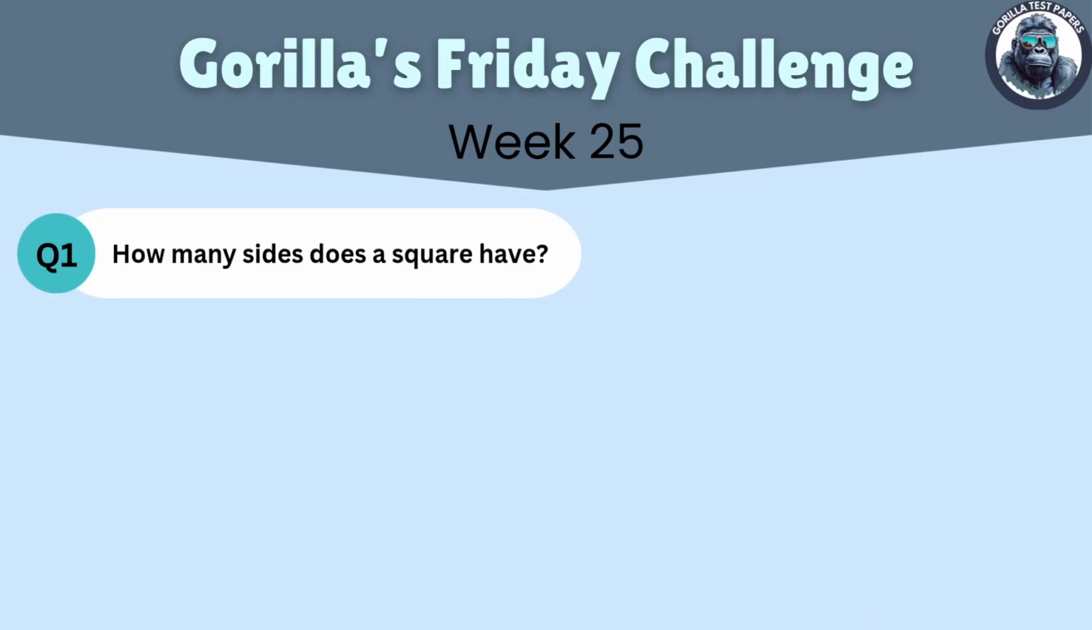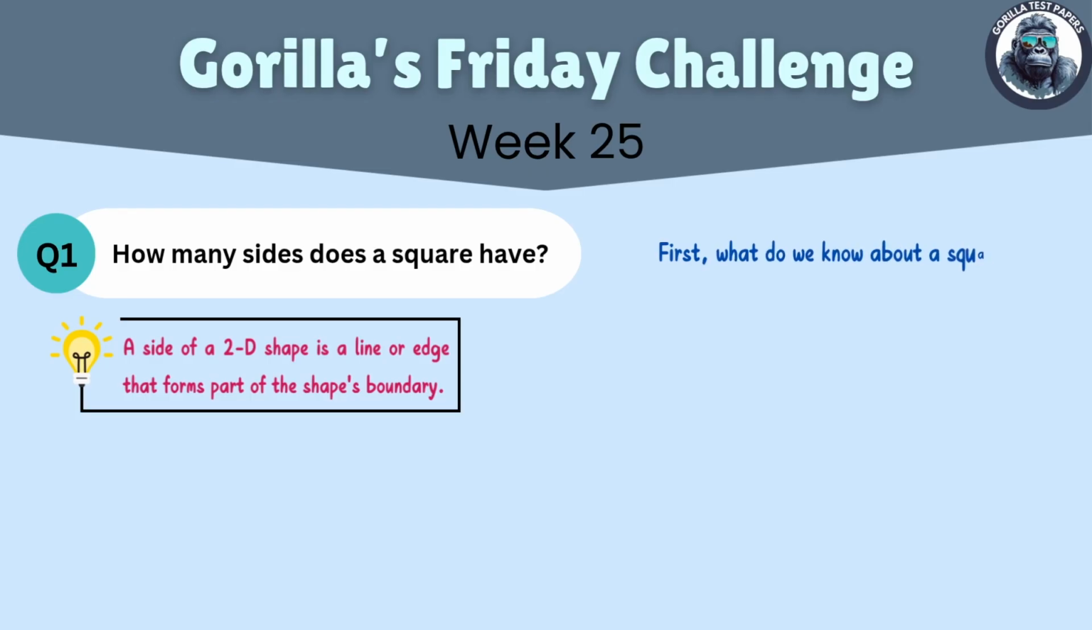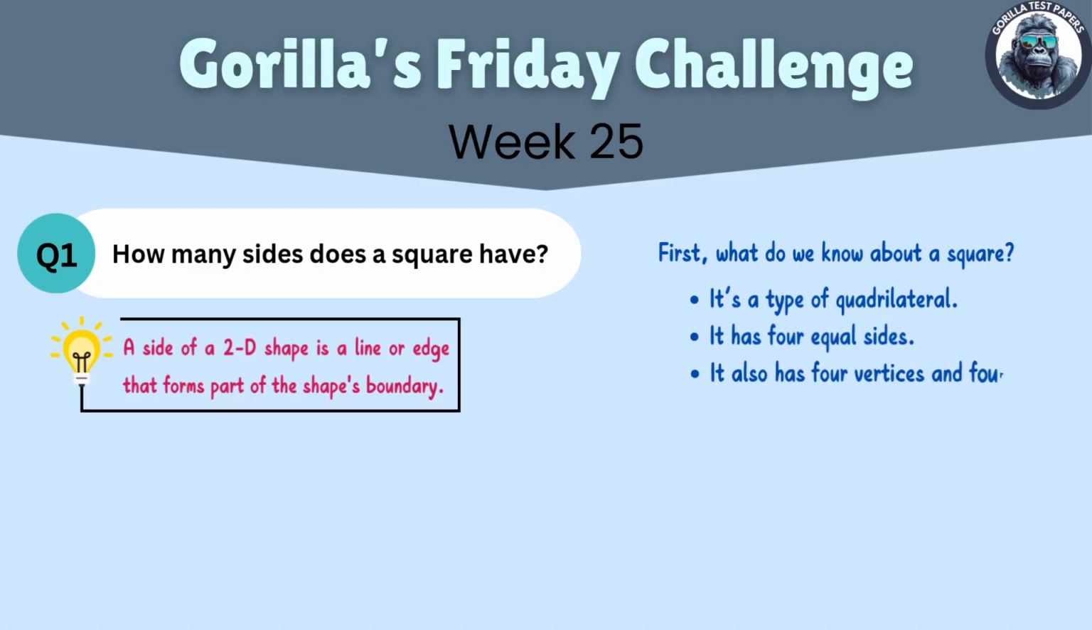Alright, let's get into it. The learning point for this question is that a side of a 2D shape is a line or edge that forms part of the shape's boundary. So first, what do we know about a square? We know that it's a type of quadrilateral, which means it has 4 sides, and all 4 sides are equal in length. It also has 4 vertices, which we can call corners, and 4 right angles.